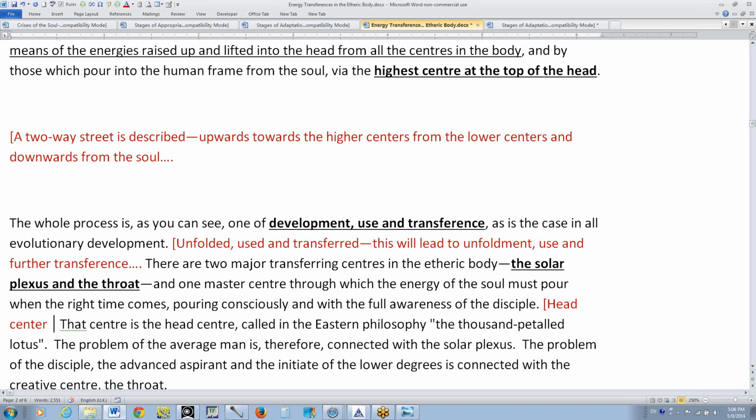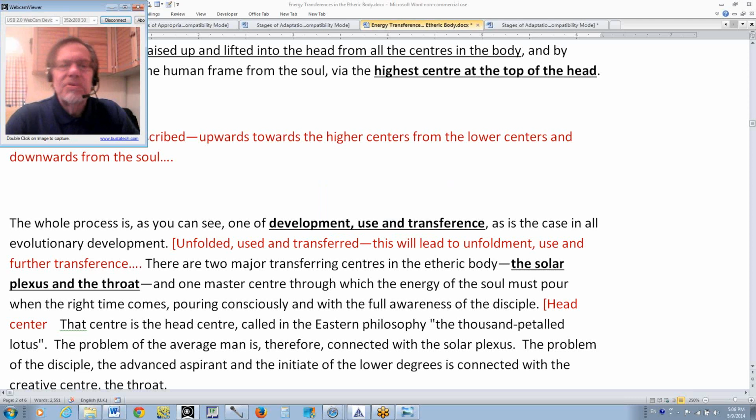Maybe it's not exactly 1,000, maybe it's more like 960 plus 12, but, you know, as Master DK said to Roberto Assagioli, who asked some interesting questions about the head center, he said, this is very esoteric and not much can be revealed about all of this. But I think if you go into some of the Hindu books and you read between the lines and read carefully, correlating with what we know here, maybe more can be learned.